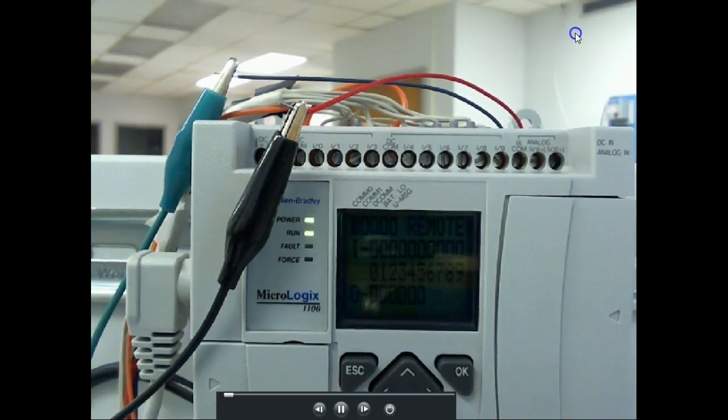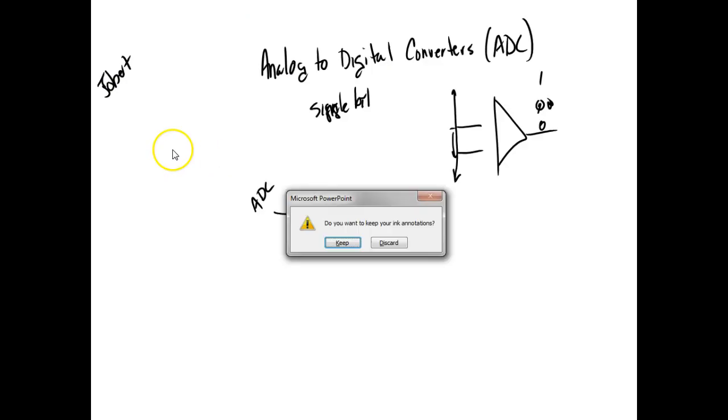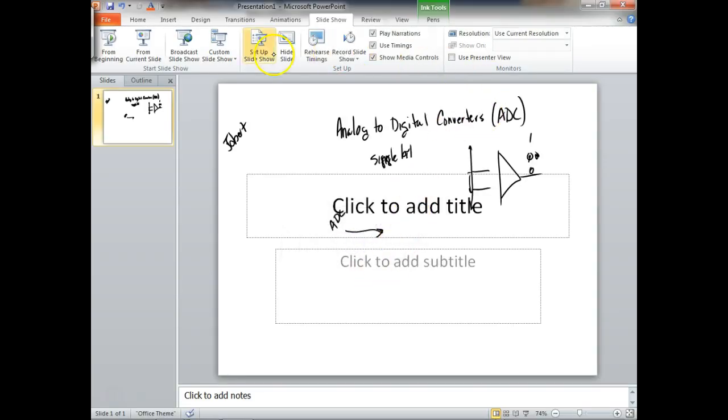Sorry, get out of this. So the multi-bit A to D converters. I didn't mean to do that.